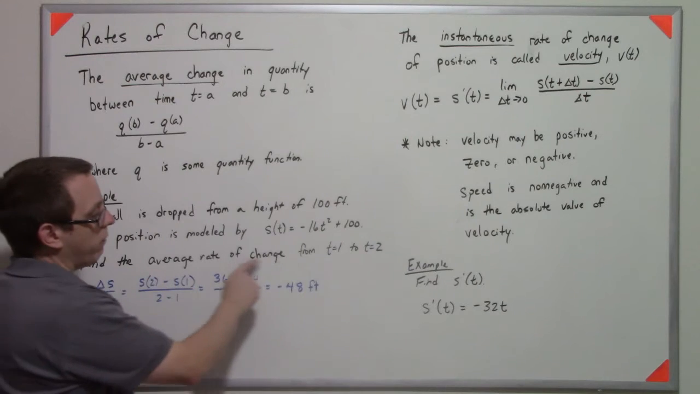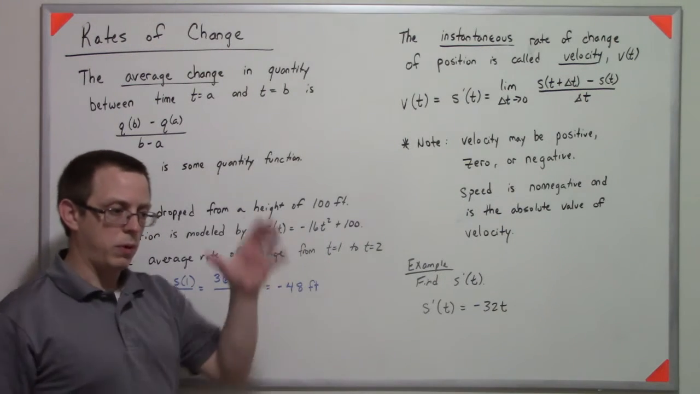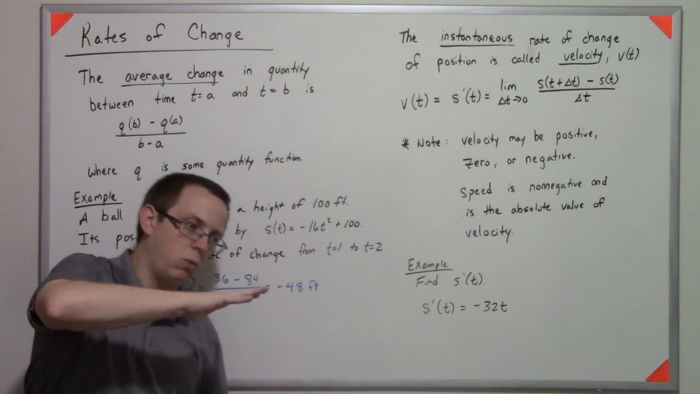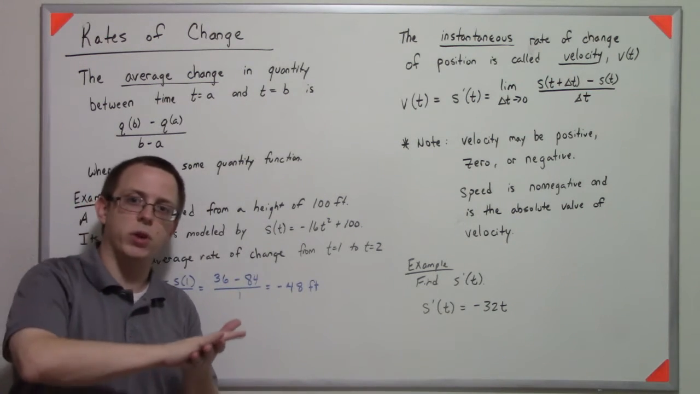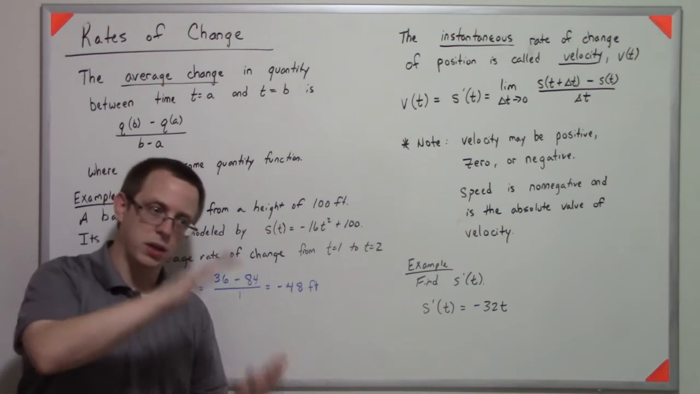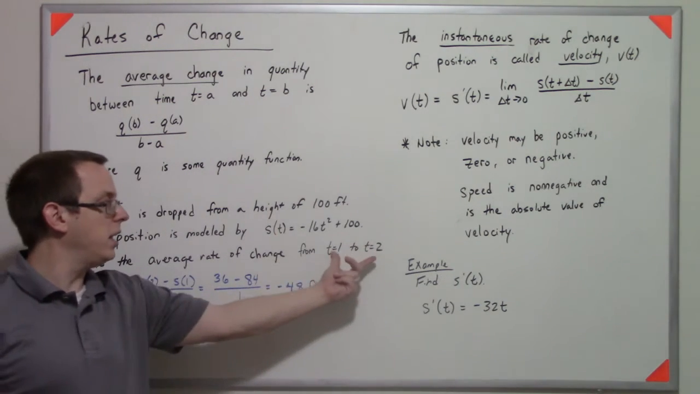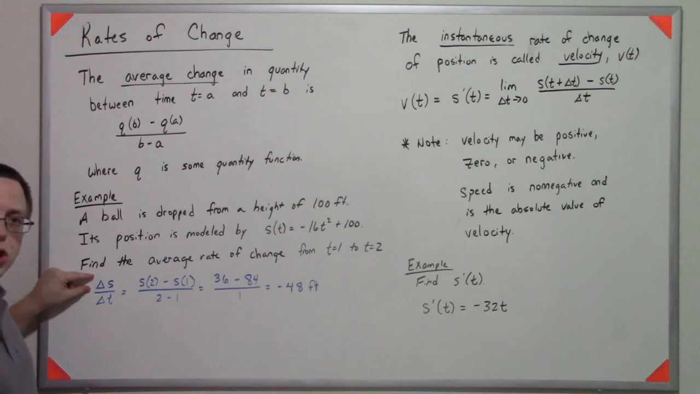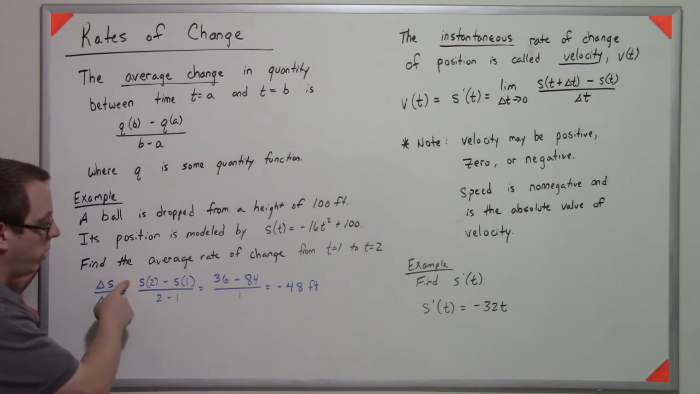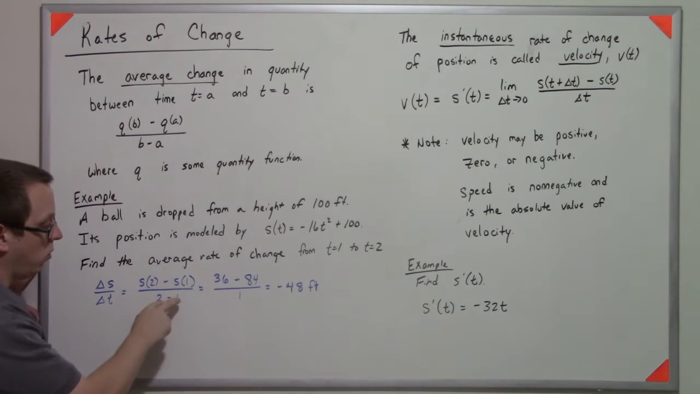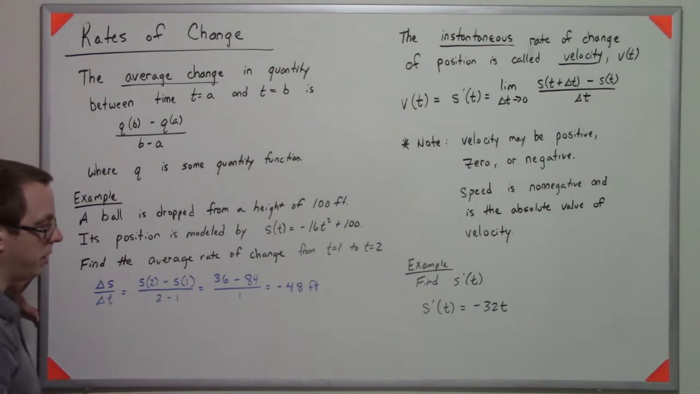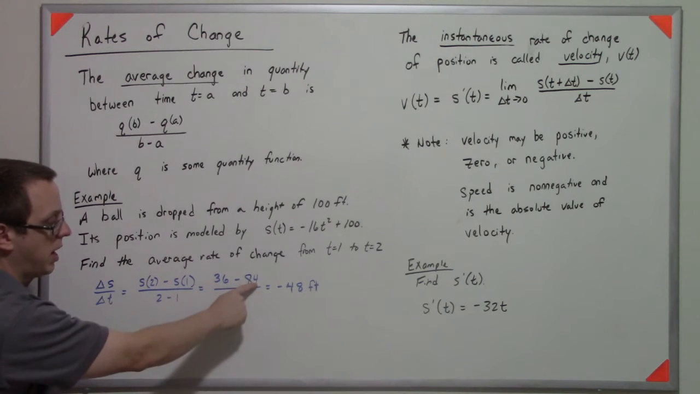And we might want to find the average rate of change from 1 second after it falls to 2 seconds. So what's that rate of change over that time? What's the average speed that it's going in just that 1 second interval? So we can find that by finding the change in position divided by the change in time. So we plug in S at 2, we subtract S at 1, and then we divide by the difference in their time steps. So 36 minus 84.